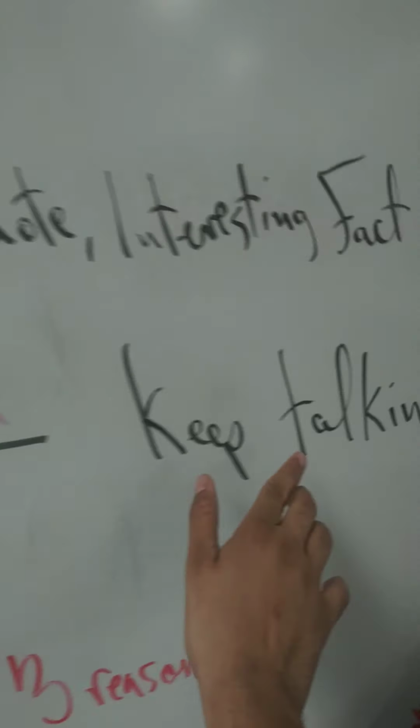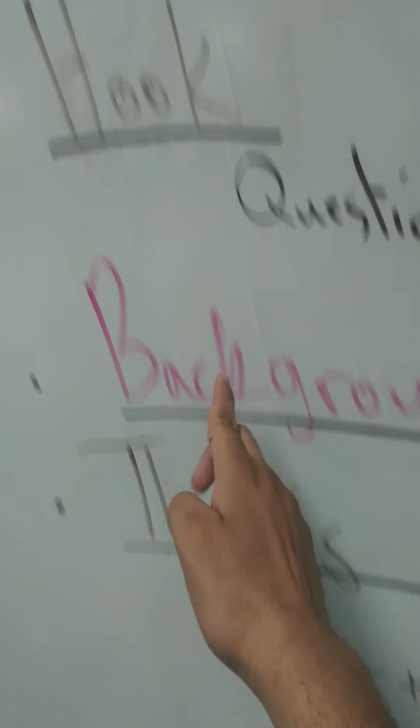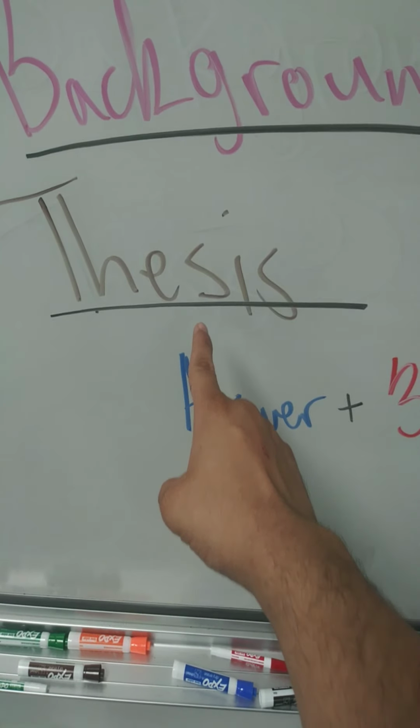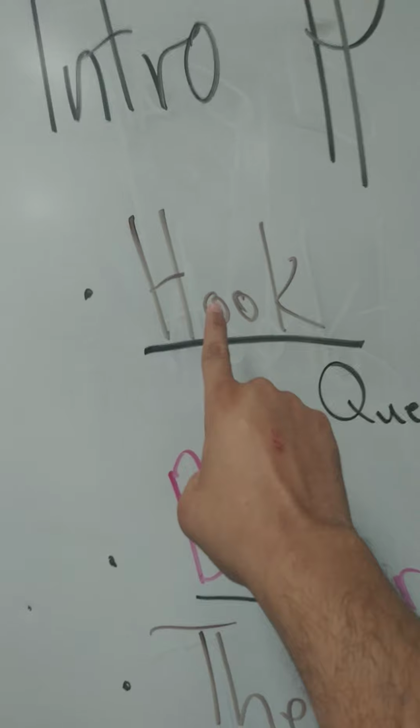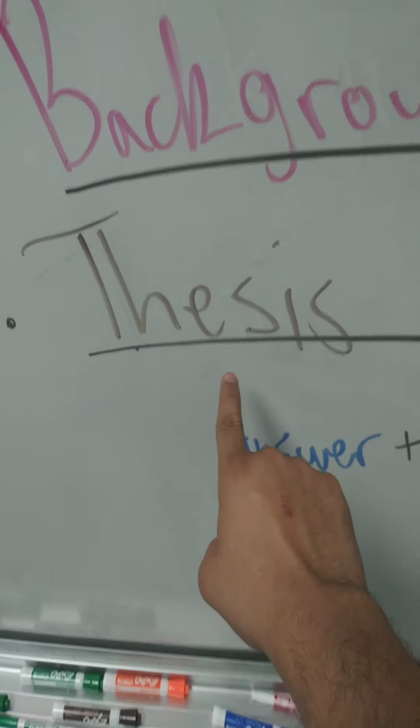You're grabbing their attention, and then you're going to use the background sentences to just kind of keep talking and smooth talk your way into the thesis, which is your point. This is what you really want to talk about. So clickbait and talk them into this.